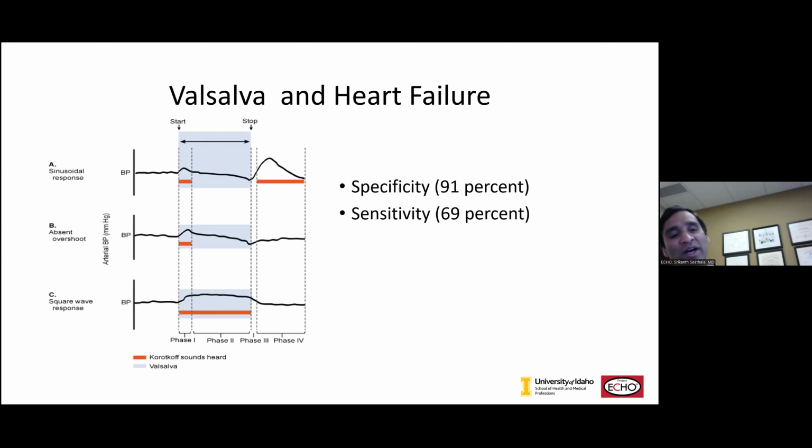Particularly if you have any patient in your ICU with an arterial line, this is easy to do. All you ask them is, can you bear down for me? And you will see it in the arterial line. Specificity is almost 91% for a bad heart failure, and sensitivity is around 69%.